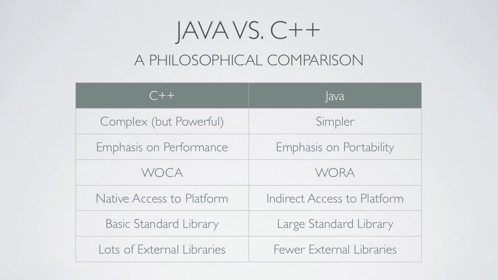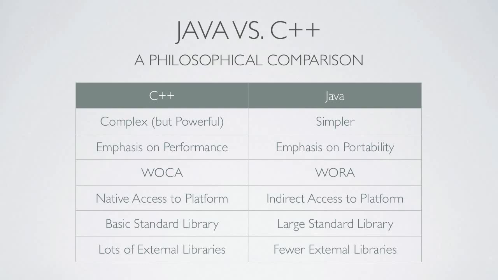All right, since most of you came from C++, I thought it might be interesting and helpful to look at a philosophical comparison between C++ and Java. How are they different or the same? C++ is designed to be somewhat complex, but very, very powerful. Java, on the other hand, from the get-go, was designed to be simpler. Now, we still have to solve some of the same problems, but there's an emphasis on simplicity in Java.